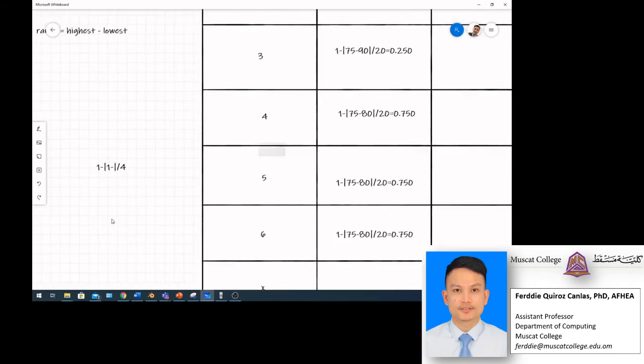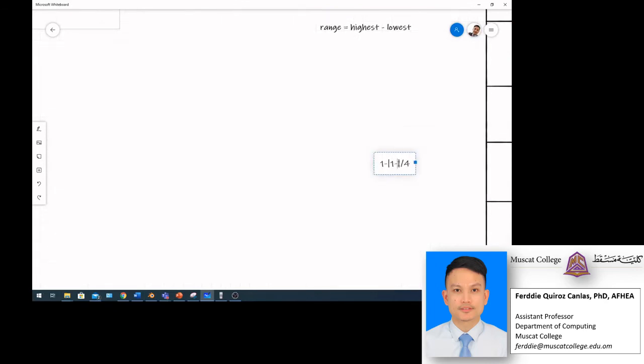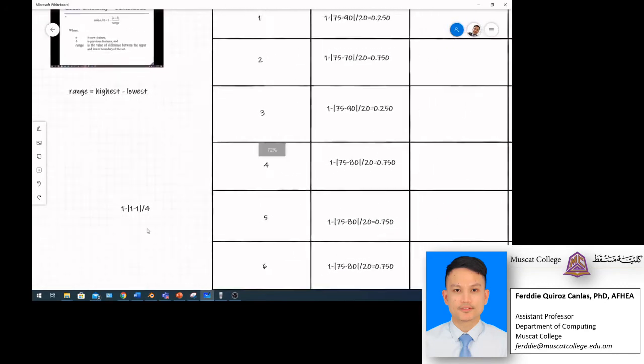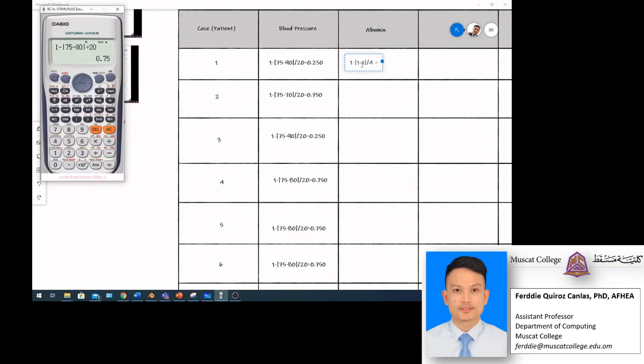So what's the value of the first patient? It's 1. So let's just write 1 here. Then let's place this on the first table. So in this case, we will have this. Since they are the same, I guess they will get 100 here, or 1. So this is 1 minus the absolute value of 1 minus 1 divided by 4. You should get 1, right?